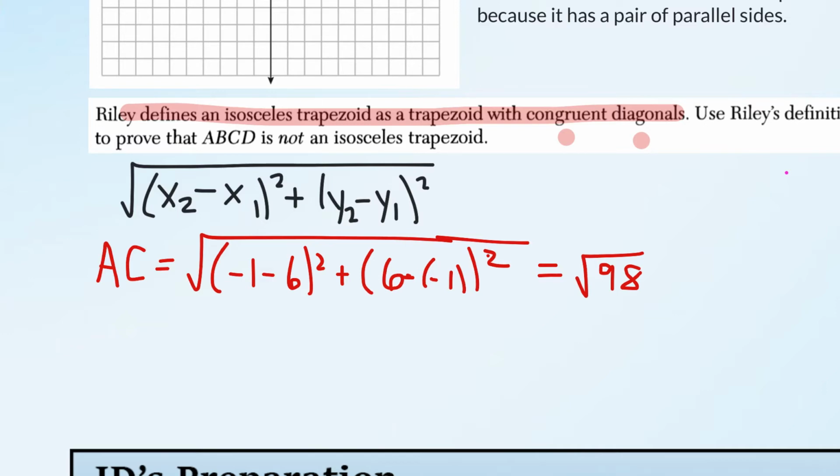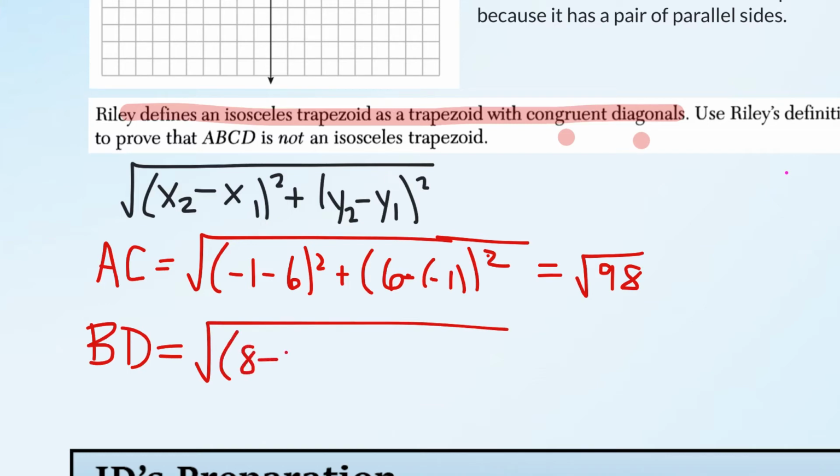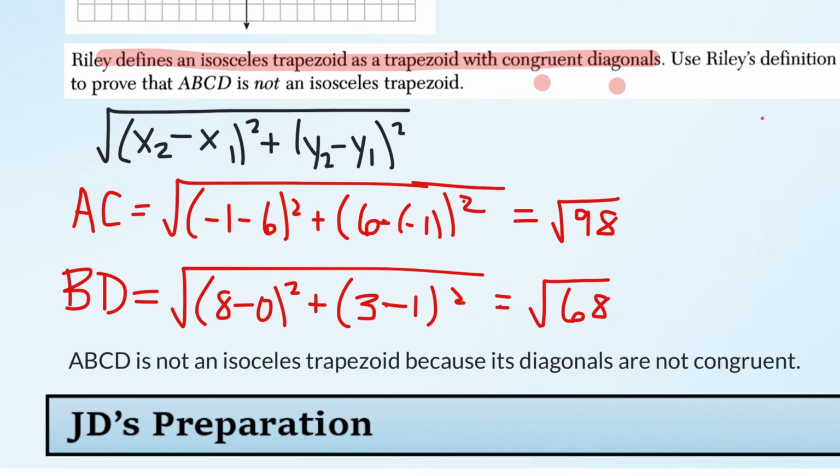Next, let's look at the length of the line BD. To calculate that, it's going to be the square root of (8 minus 0) squared plus (3 minus 1) squared. Working that out, you should get the square root of 68. So clearly, these two diagonals are not the same length. So in conclusion, we can state that ABCD is not an isosceles trapezoid because its diagonals are not congruent.